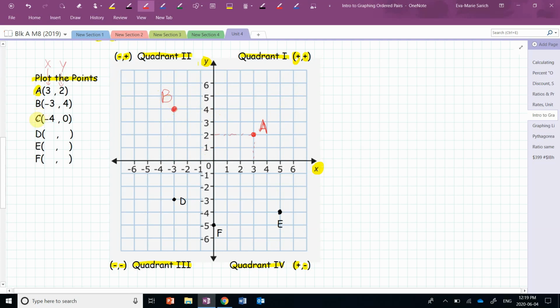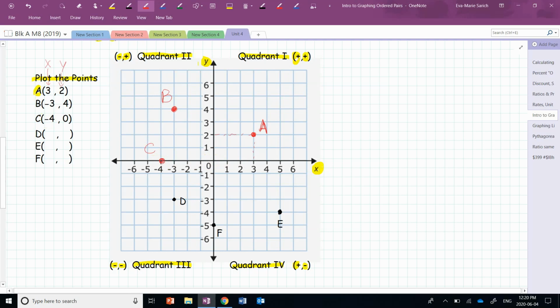The third point we want to graph is point C, and it tells us to go -4, 0. So we're going to go left 4 because the x is first, and that tells us right or left. Left is negative. So down to -4 and then 0 on the y. So we're not going to go up or down, 0. So we drop our point right there, and we're going to label that point C.